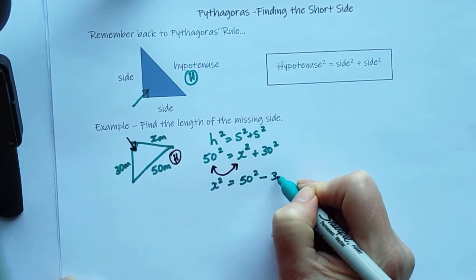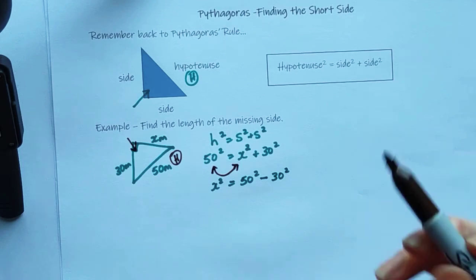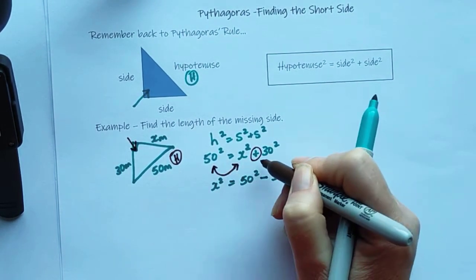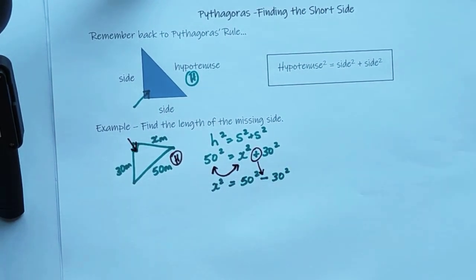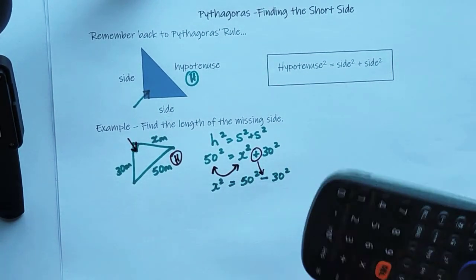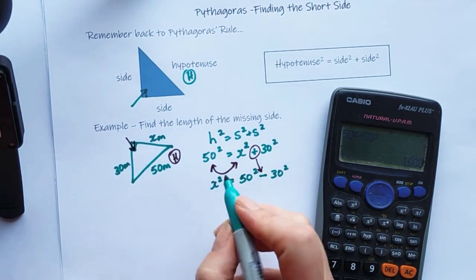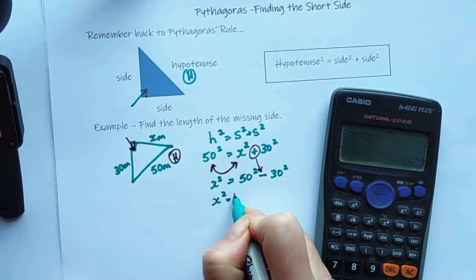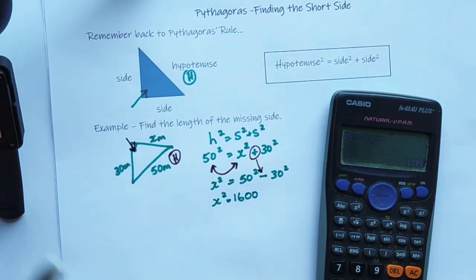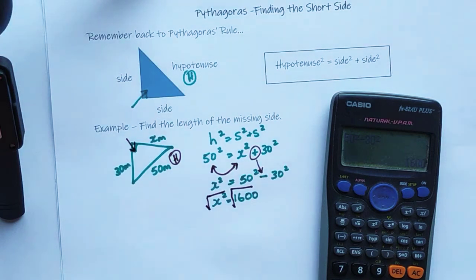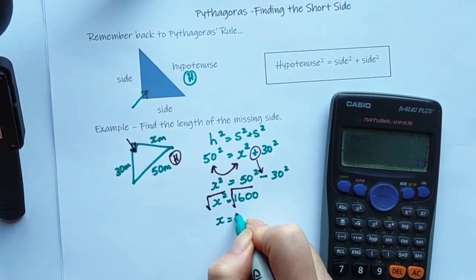And we're going to turn this into a minus. So I'll put a circle around this as well so you can see. So we're going to swap the x squared and the 50, and our plus is going to turn into a minus. Once we do that, then we pop that into our calculator. So 50 squared take away 30 squared equals, we get that x squared equals 1600. Then we're going to take the square root on both sides. And when we do that, we're going to find out that x equals 40.